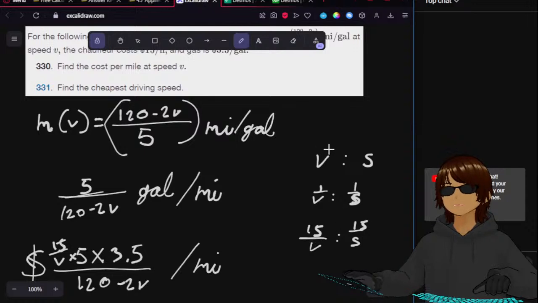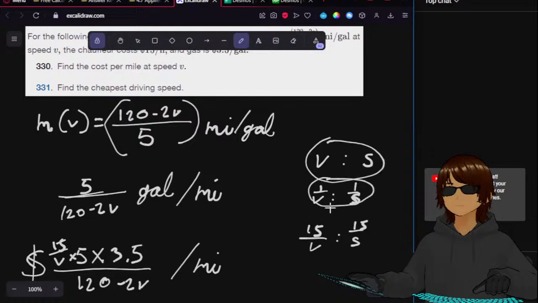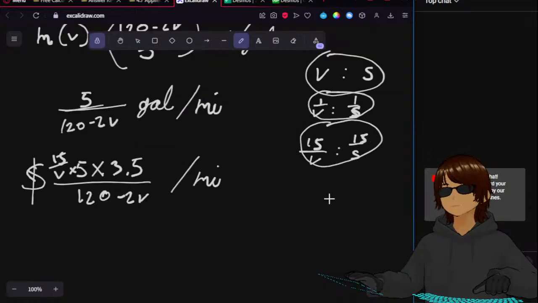Like, for this speed, this many hours, this ratio, given this ratio should stay the same. I think this is the answer.